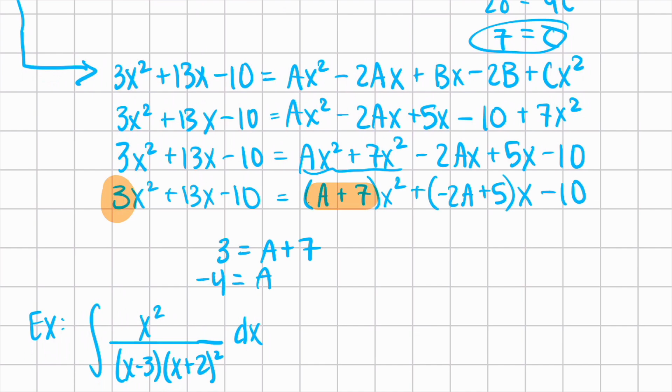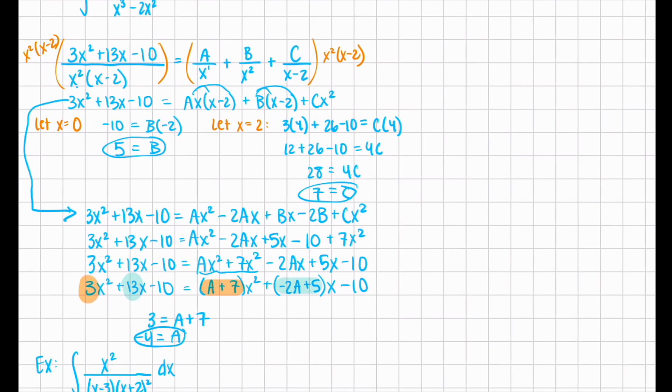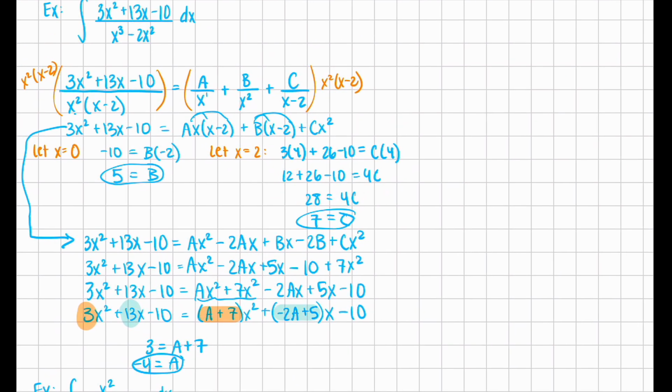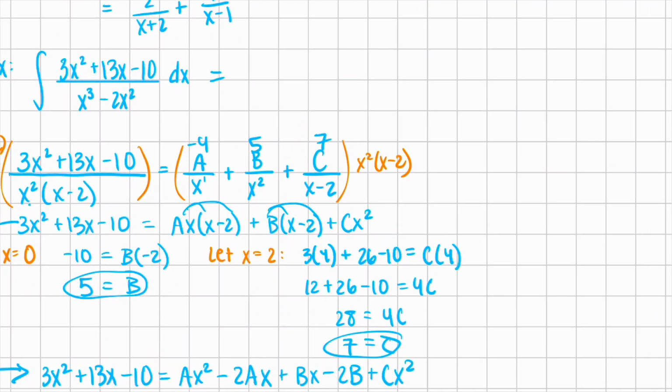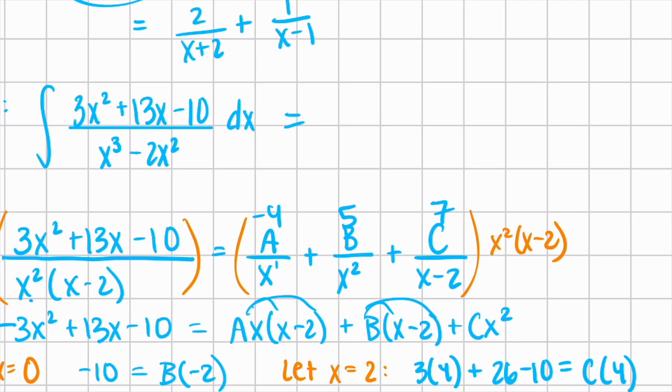Another option would have been that you could have said I have 13x, that has to equal negative 2a plus 5. You should have gotten the same thing for a if you choose to equate those. But either way, we should get a equals negative 4. So now that we have that, we have all three. So a is negative 4, b is 5, c is 7. So I'm going to rewrite my integral.